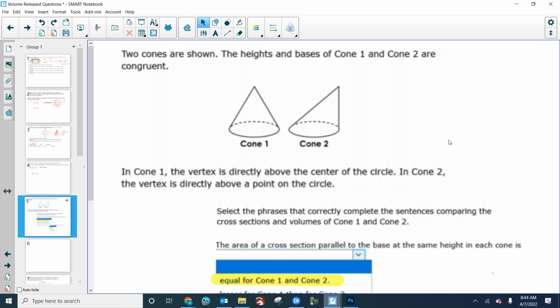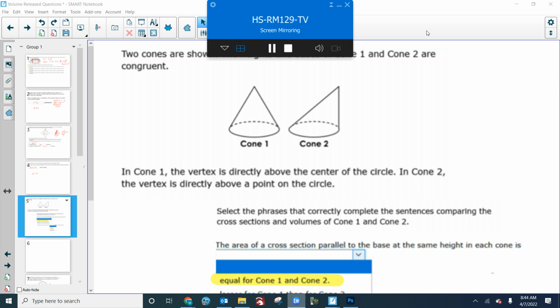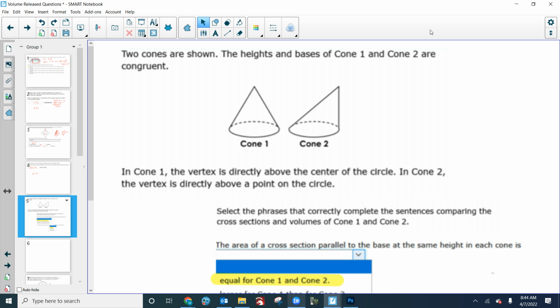All right, we're back to this one. I had a question on what they're asking. Hey guys, let's get quiet and listen, please. All right, what do you know about cone 1 and cone 2?